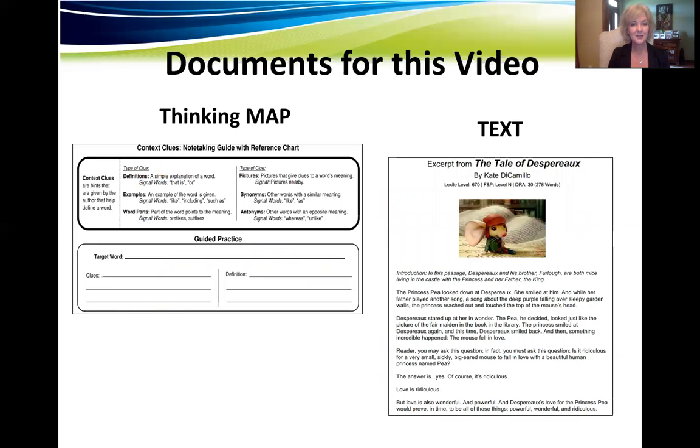So the documents I used were the thinking map or the graphic organizer and the text. These pieces are included with this lesson.